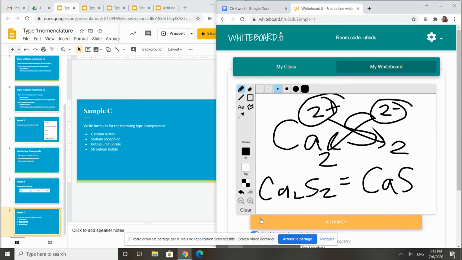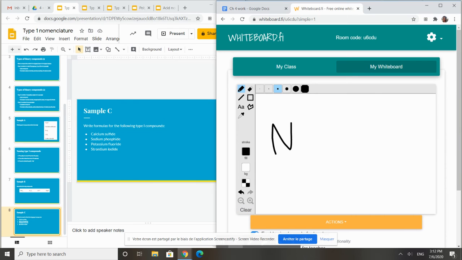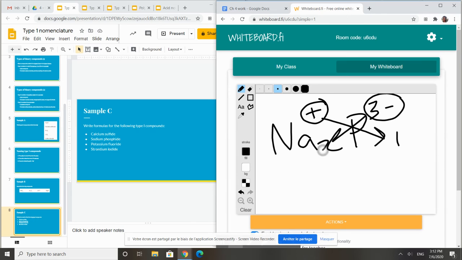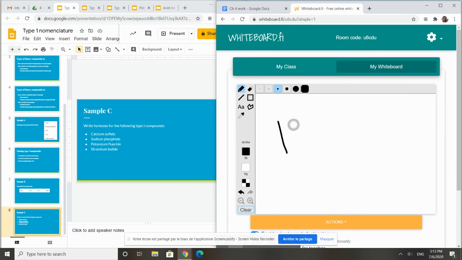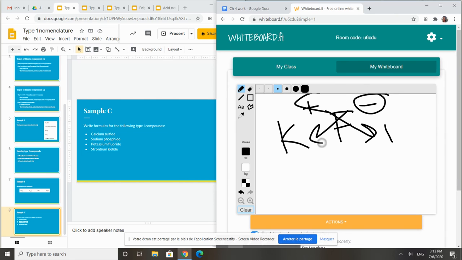Now for sodium phosphide. Sodium's common charge is +1. Phosphorus's common charge is -3. So it's Na3P. I don't have to write the 1. So Na3P. I've got potassium fluoride. So when I crisscross it, it's just 1 and 1, so it becomes KF.